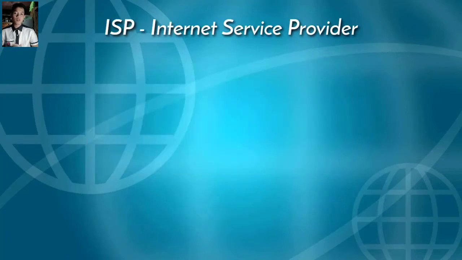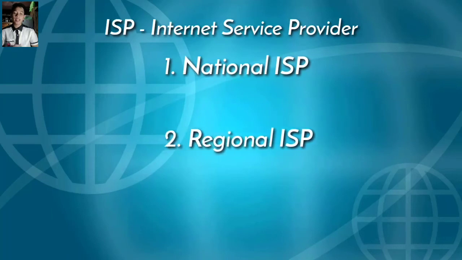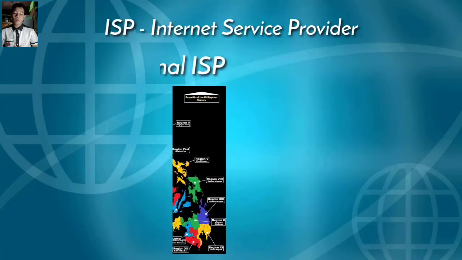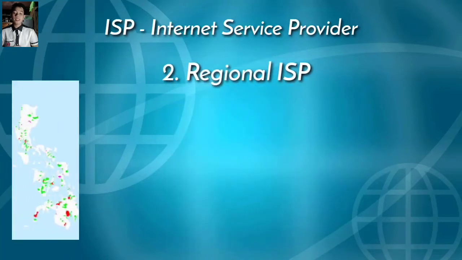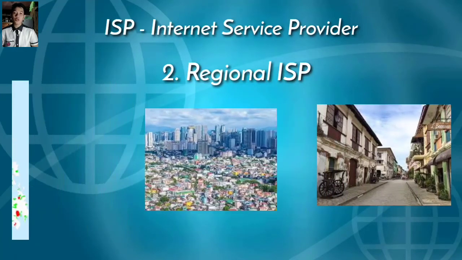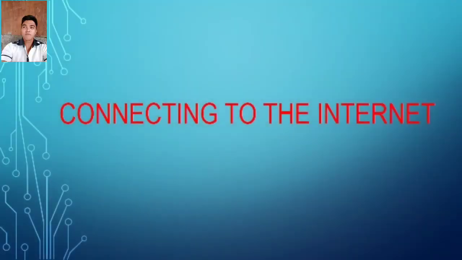And there are two types of ISP. First is the National ISP and the Regional ISP. National ISP provides internet access to specific geographic areas, while the Regional ISP are businesses that provide internet access in cities and towns nationwide.